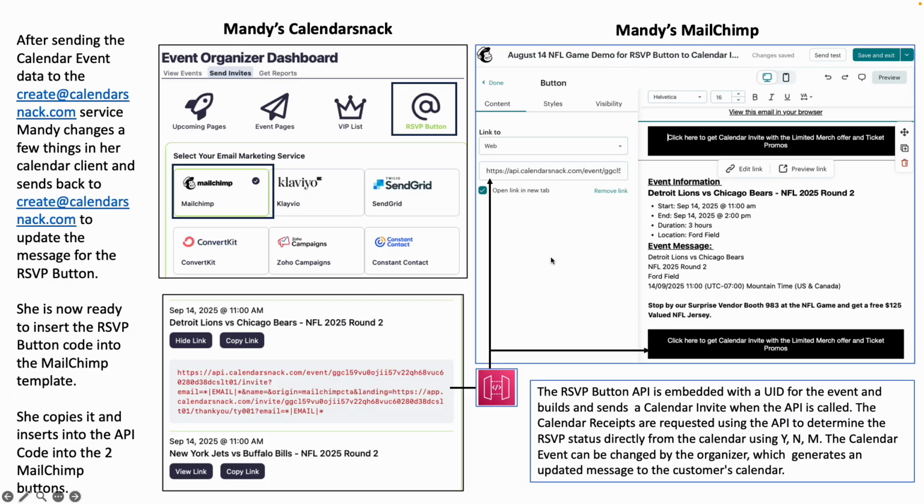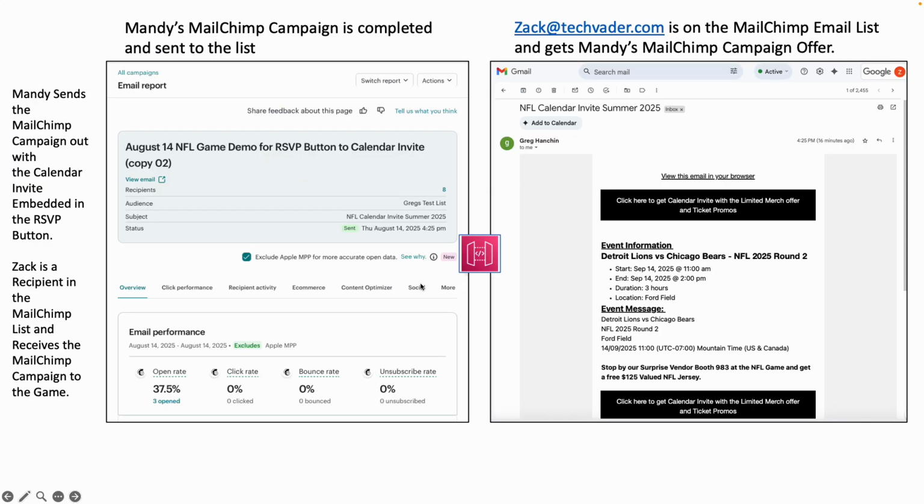Now, what she did was she copied the data for the copied link for her particular game, Lions versus the Bears. She copied this code, she inserted it into her MailChimp campaign, and she sent it out. She sent it out there in proof. There's the completed sent message for Mandy's MailChimp campaign.